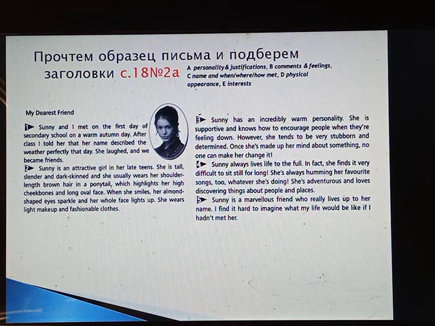Sunny is an attractive girl in her late teens. She's tall, slender, and dark-skinned, and she usually wears her shoulder-length brown hair in a ponytail, which highlights her high cheekbones and long oval face. When she smiles, her almond-shaped eyes sparkle and her whole face lights up. She wears light makeup and fashionable clothes.